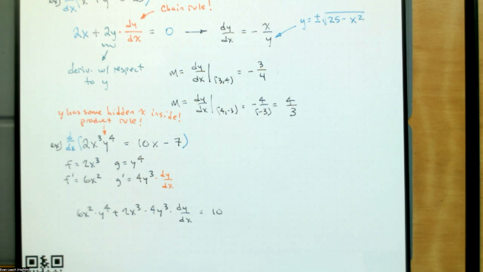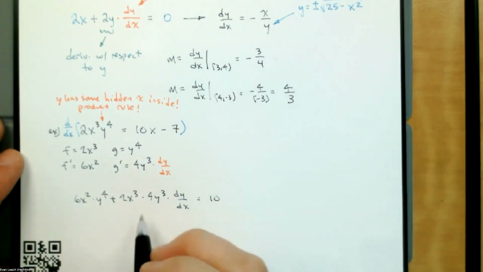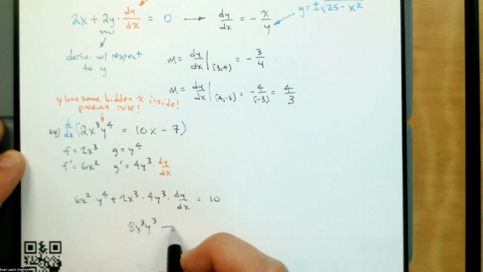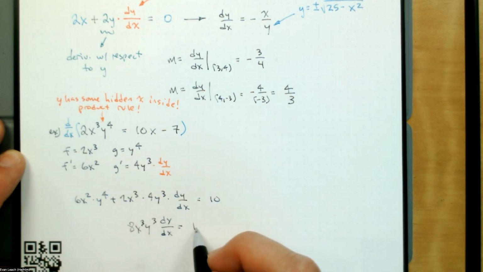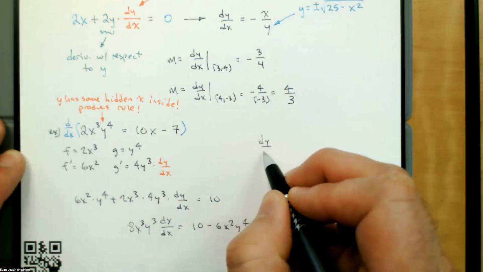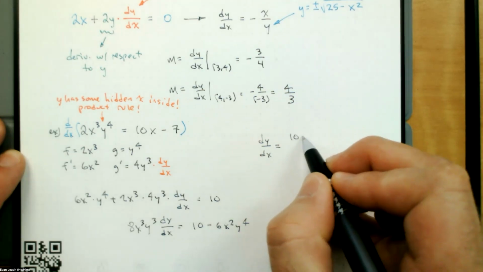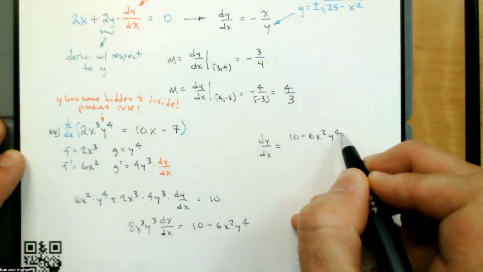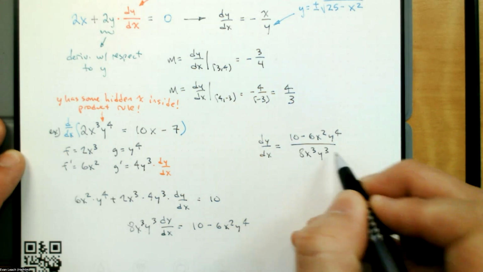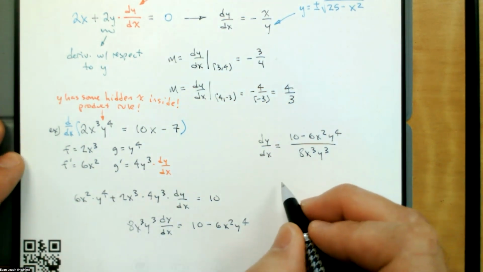Now, in this equation, we could solve for dy dx. I need to subtract the 6x squared y to the fourth. I'm going to clean this up. This is going to be 8x cubed y cubed times dy dx. I'll subtract 6x squared y to the fourth, and I can just divide by the coefficients. Oh, we could drop a 2 out of all this.